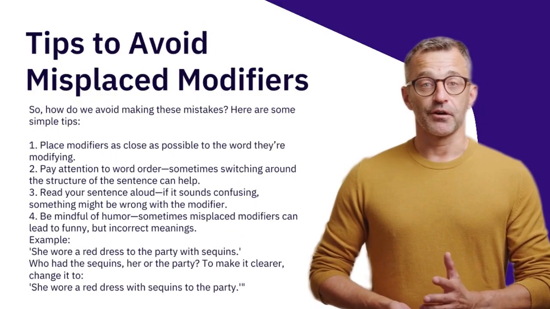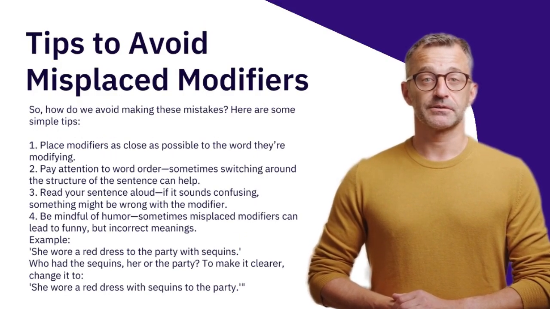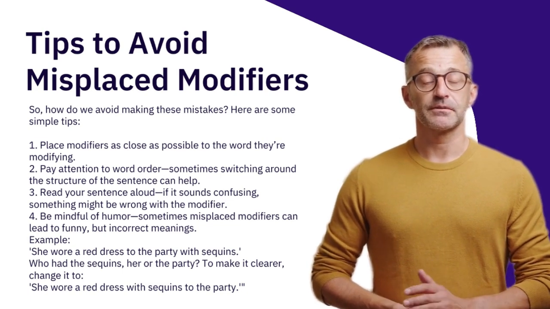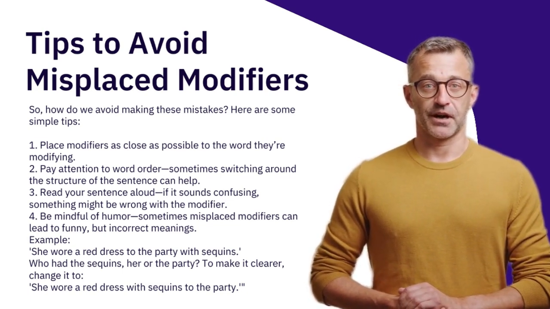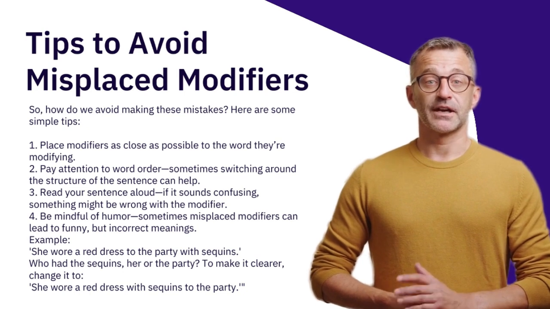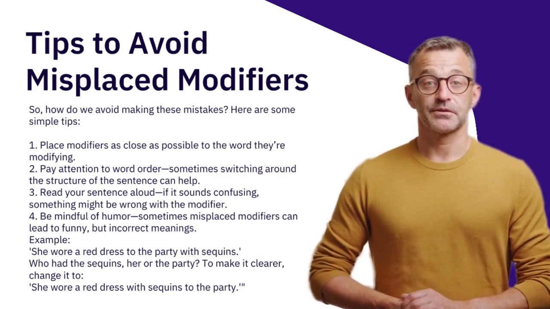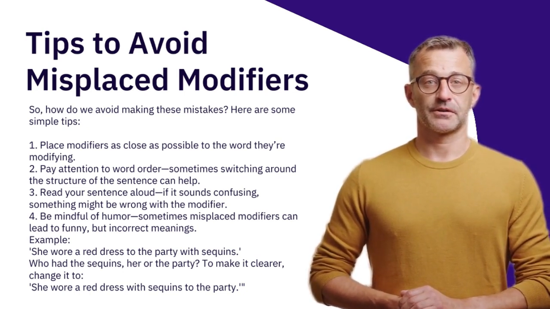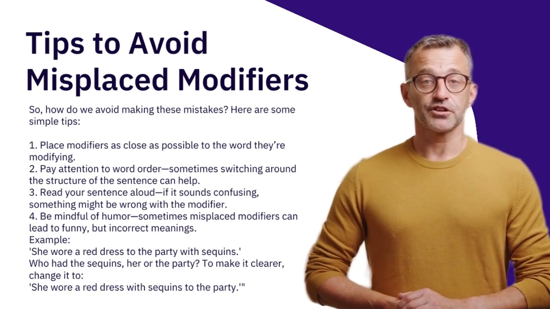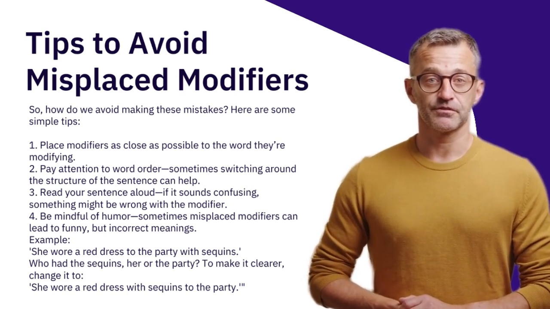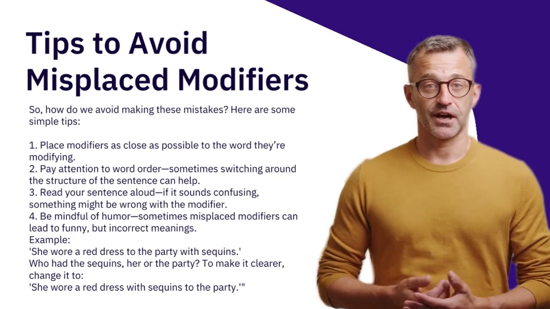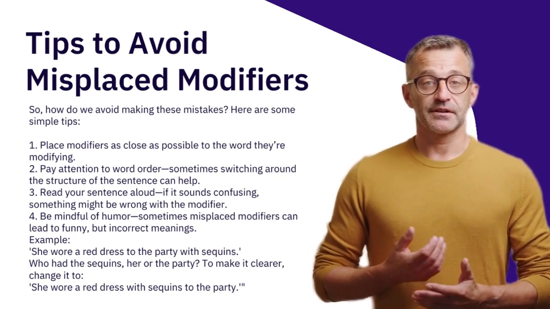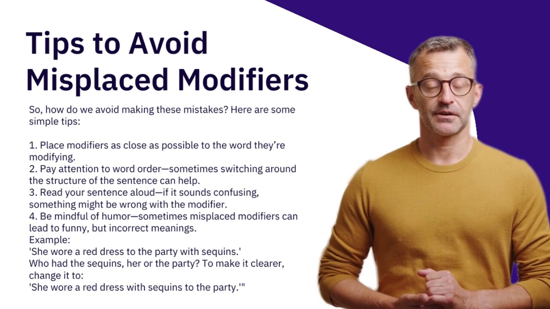So, how do we avoid making these mistakes? Here are some simple tips. 1. Place modifiers as close as possible to the word they're modifying. 2. Pay attention to word order. Sometimes switching around the structure of the sentence can help. 3. Read your sentence aloud. If it sounds confusing, something might be wrong with the modifier.